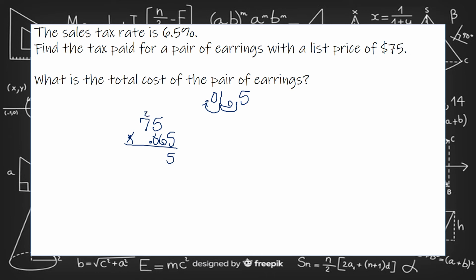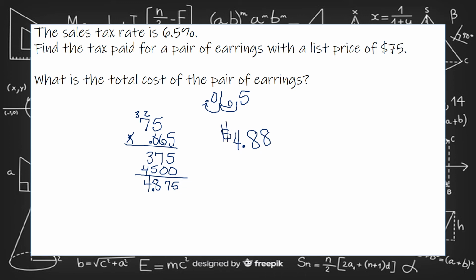5 times 5 is 25. Carry a 2. 5 times 7 is 35. Plus 2 is 37. Since we're going to the next place, we put a 0. 6 times 5 is 30. Carry a 3. 6 times 7 is 42. Plus 3 is 45. Add it up. And we have 3 numbers after the decimal. So we have $4.88 because we have to round up in money when it's 5 or more.